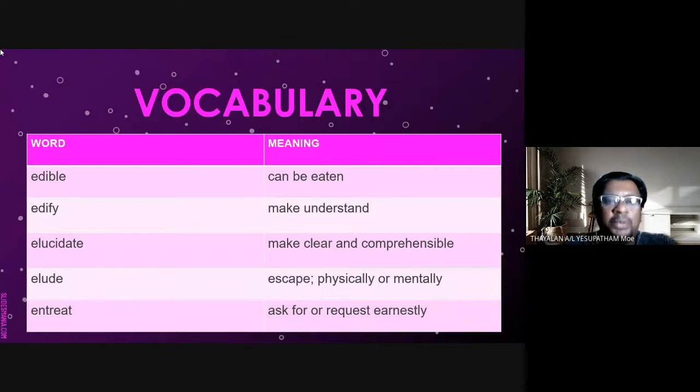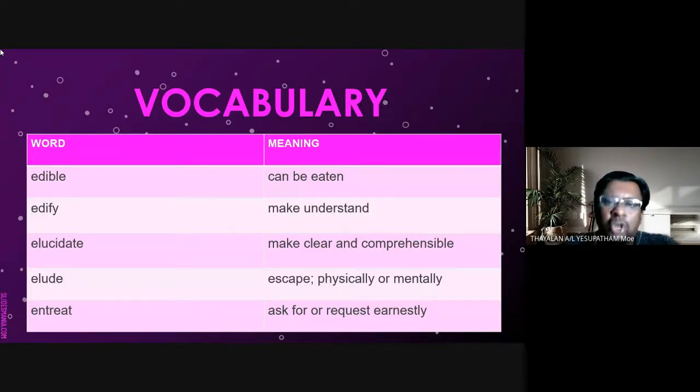The first word, edible, means can be eaten. Very good. Second one, edify, to make understand. Third one, elucidate, to make clear and comprehensible, to make it easier to be understood. The fourth word, elude, that is to escape physically or mentally. And the last one, entreat, to ask for or request earnestly, like you really want it. Okay, these are the 5 words.